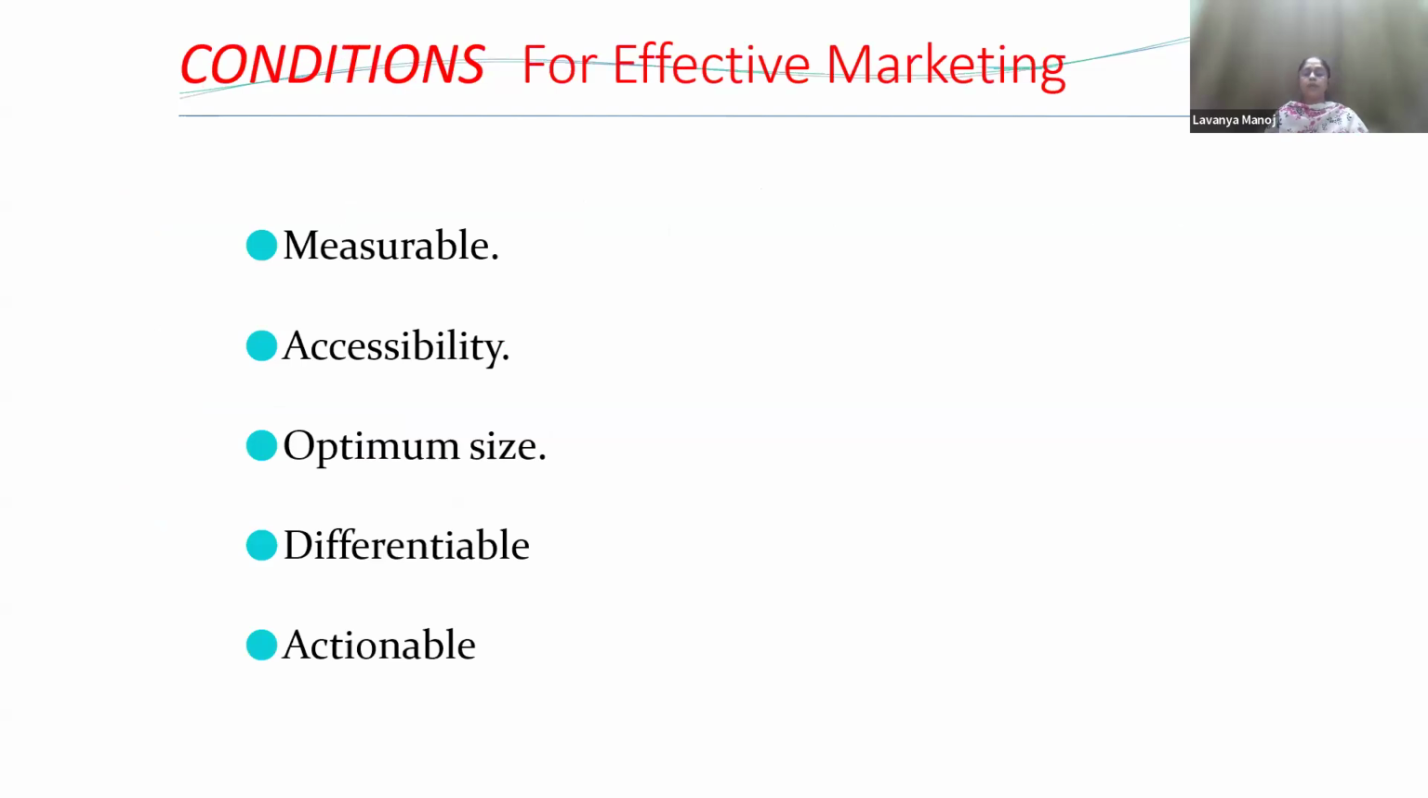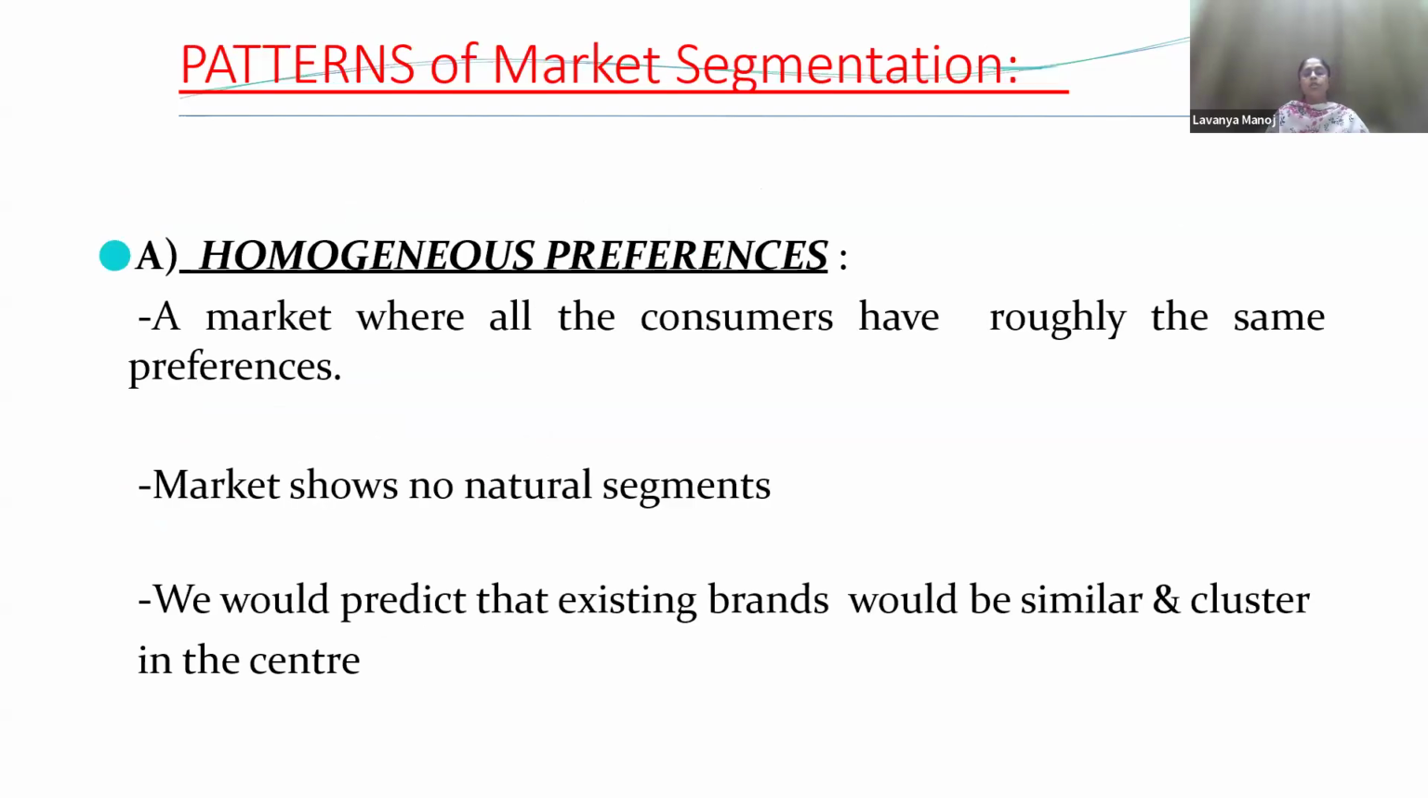Conditions for effective marketing segmentation: it has to be measurable, easily accessible, of some optimum size, differentiable, and actionable. Let's see homogeneous patterns of market segmentation, that is homogeneous preferences, where all consumers have roughly the same preferences, not much difference. It shows no natural segments and predicts that existing brands would be similar and clustered in the center.